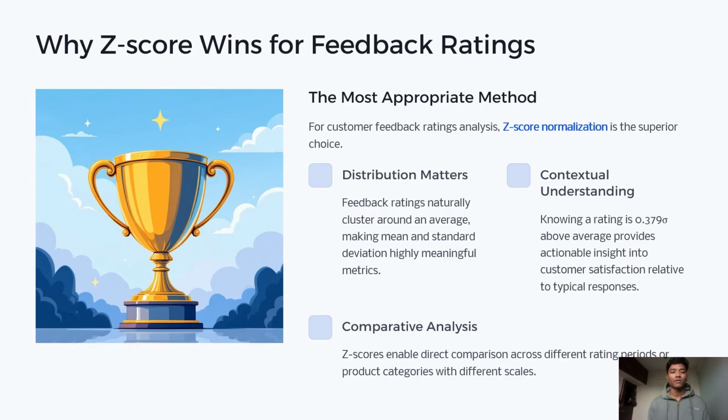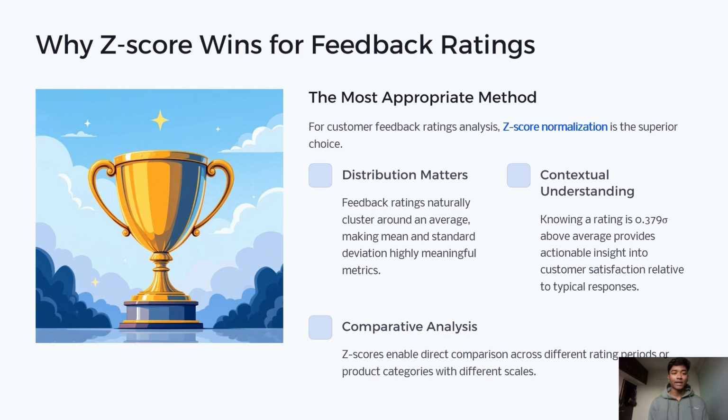Here's why. Feedback ratings naturally cluster around an average. Mean and standard deviation give important context. Knowing a value is slightly above or below average is more insightful for decision making. Z-score allows comparisons across different products, departments, or time periods. So in this scenario, Z-score clearly provides the best interpretation.